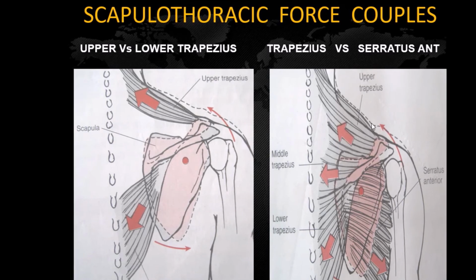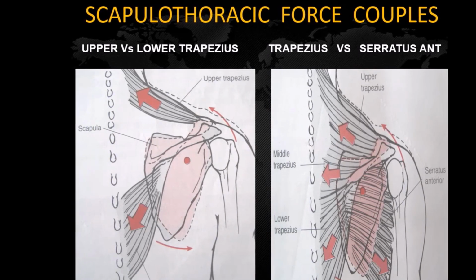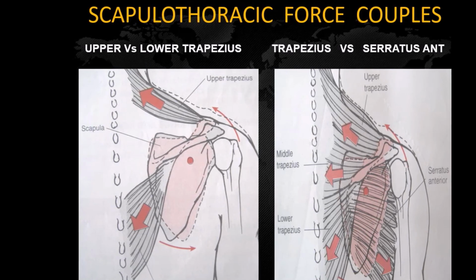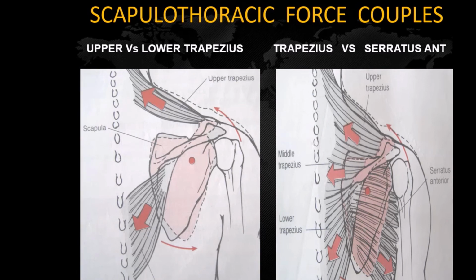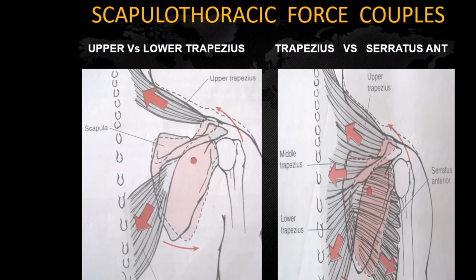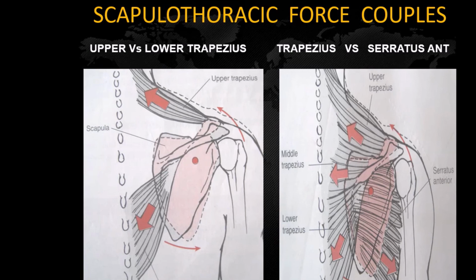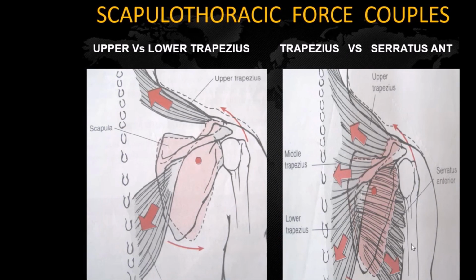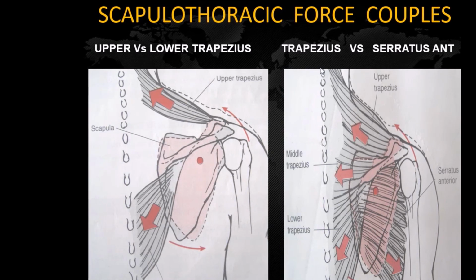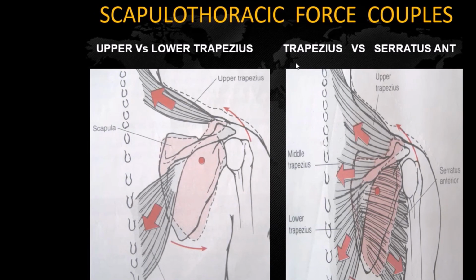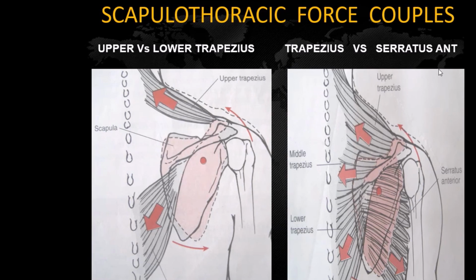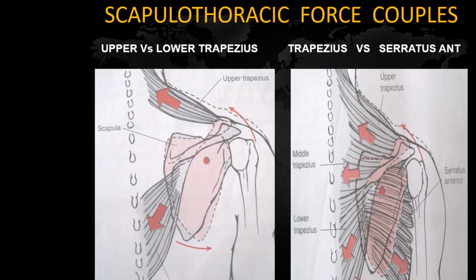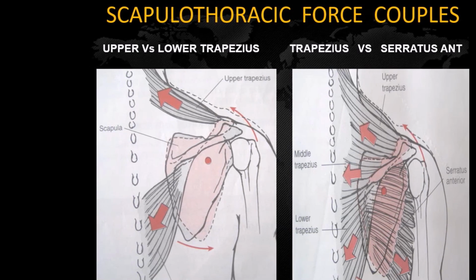The second force couple is between the trapezius, all the trapezius, and the serratus anterior. You know that the common action of the trapezius, since it is placed medial to the scapula, is adduction or retraction of the scapula. And you know that the action of serratus anterior is protraction of the scapula. So there should be a balance between the retractive function of the trapezius and the protractive function of the serratus anterior, so that there won't be any abnormality in protraction or retraction.